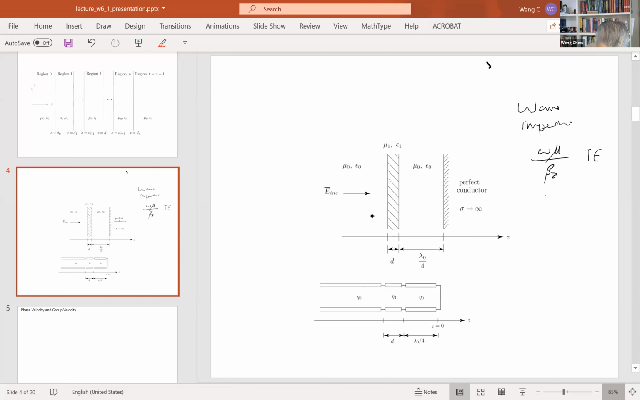And it's omega epsilon over beta z for TM. Okay, I might have remembered this formula wrong. Maybe I have it the other way around, okay? For TM, it might be this way. What you should notice is that this wave impedance actually becomes the intrinsic impedance when you have normal incidence.